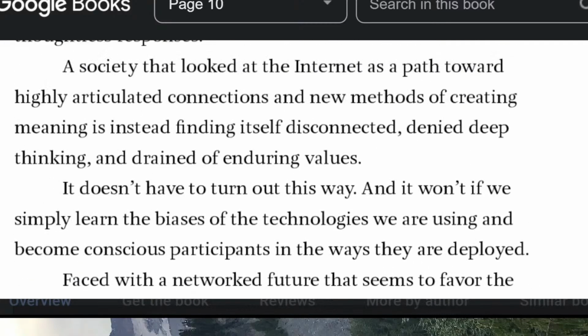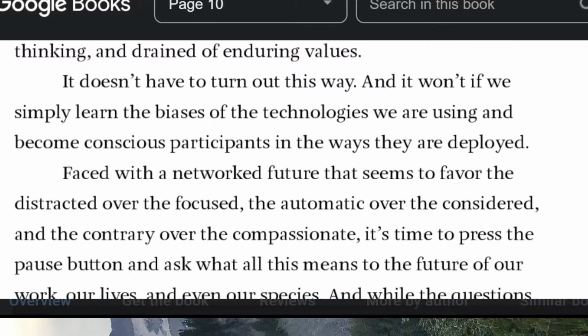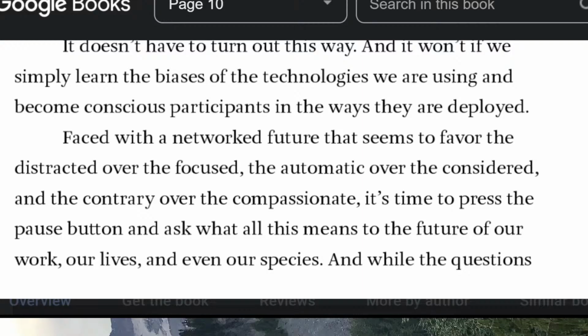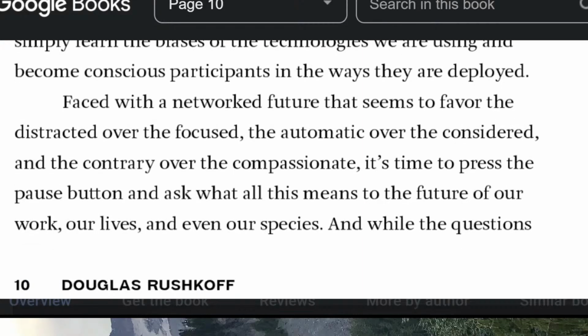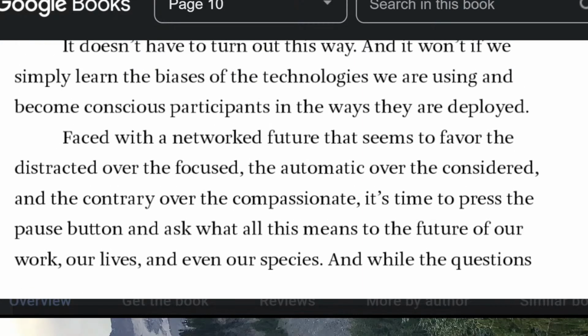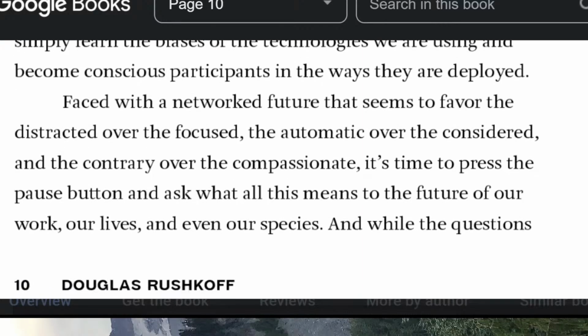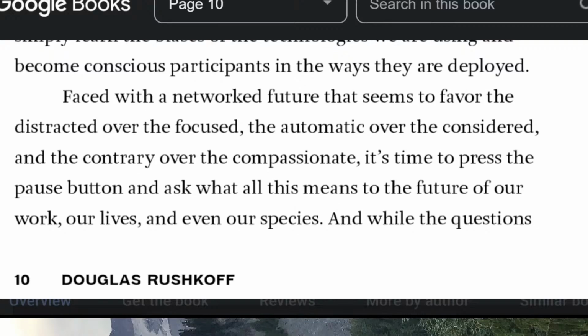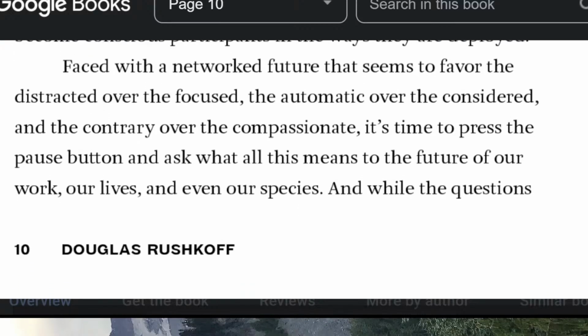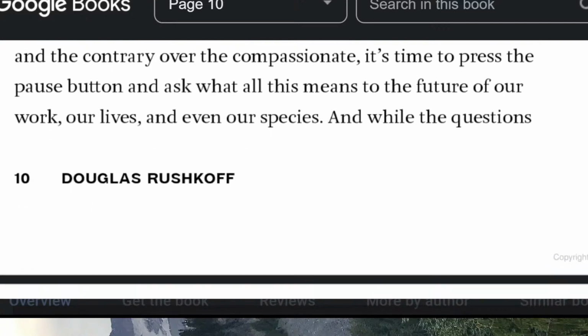I'm going to skip a few things. It doesn't have to turn out this way, and it won't if we simply learn the biases of the technologies we are using and become conscious participants in the ways they are deployed. Faced with a networked future that seems to favor the distracted over the focused, the automatic over the considered, and the contrary over the compassionate, it's time to press the pause button and ask what all this means to the future of our work, our lives, and even our species.